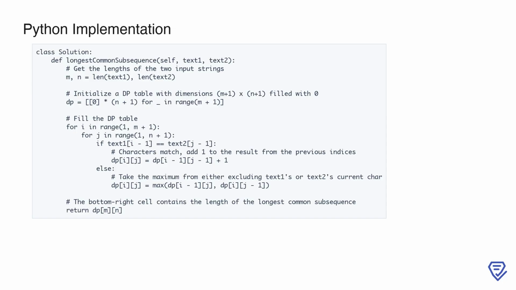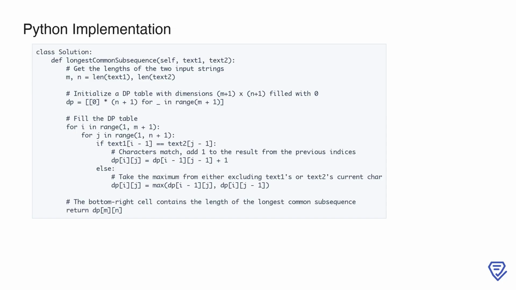If the characters text1[i-1] and text2[j-1] match, we update dp[i][j] to dp[i-1][j-1] plus 1, which means we've extended the common subsequence by one character. Otherwise, if the characters don't match, we take the maximum value between dp[i-1][j], ignoring the current character of text1, and dp[i][j-1], ignoring the current character of text2.